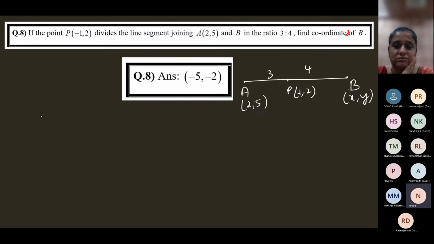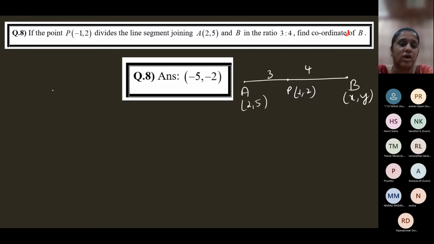M1 is 3 and M2 is 4, and we have to substitute X1 as 2 and X2 as X, and M1 plus M2 as 3 plus 4. Okay, Netra, 1 minute. Let me just start like this. Which is the point of division? P. What is the x coordinate of P?